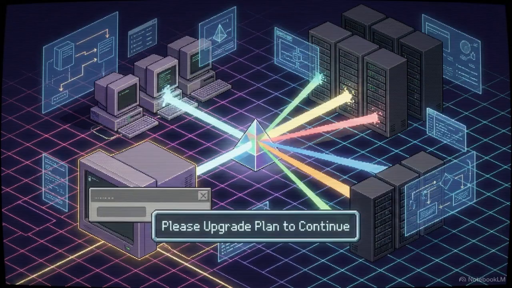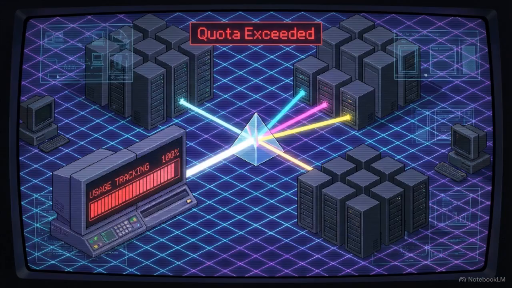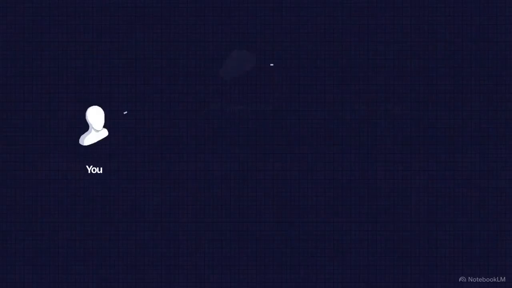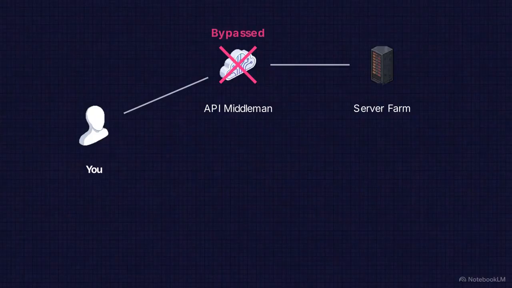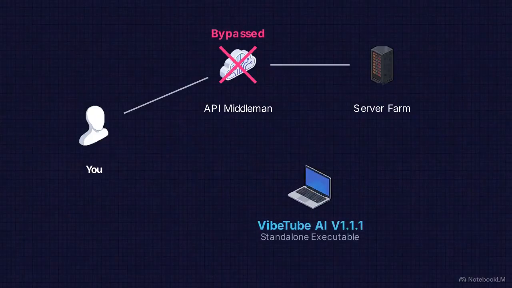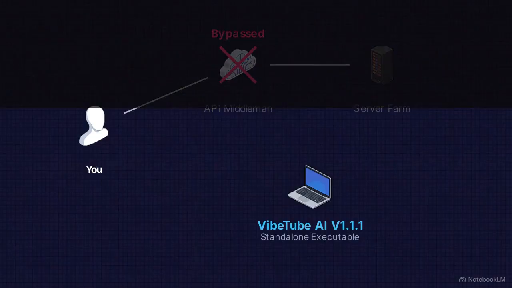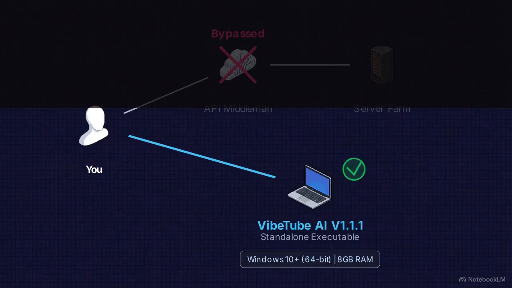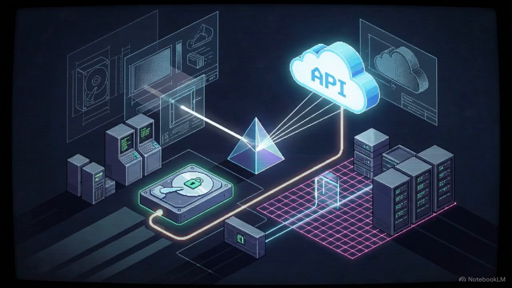The structural inefficiency here is severe. Users pay premium subscription rates simply to access foundational large language models, and that access is heavily metered by the platform's arbitrary tier limits. VibeTube AI version 1.1.1 is engineered to bypass this entire structure. It is a standalone Windows desktop application, meaning it shifts the execution environment from a remote server farm directly to your local hardware. This local execution is built around a protocol called Bring Your Own Key, or BYOK.